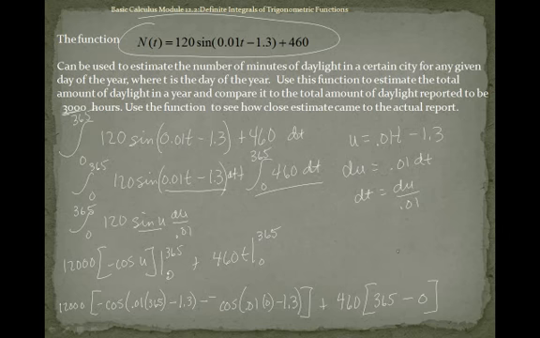I ended up with 179,990 minutes. And if we divide that by 60, that will give us 2,999.8 hours. And you can see this is very close to the original 3,000 hours. So you can see a very, very close estimate.